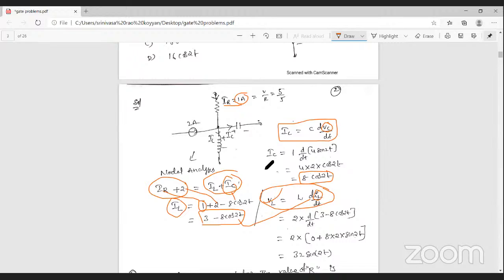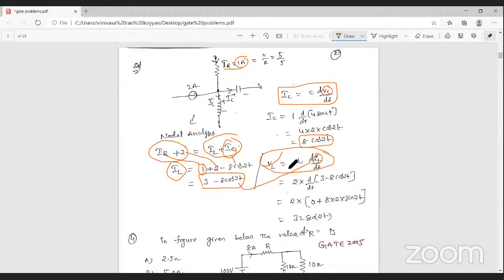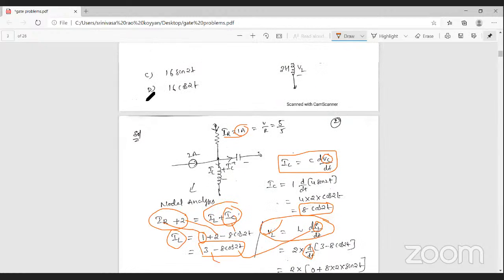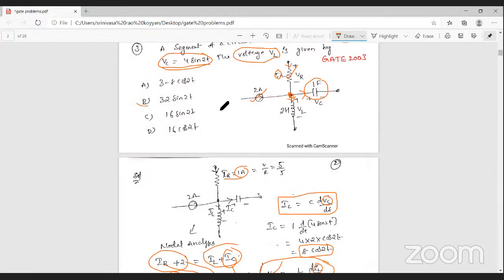Okay, so inductor voltage is equal to L into di by dt. Here the inductor current is 3 minus 8 cos 2t. Substitute here, then apply the derivative of this term, and finally you can get 32 sin 2t. That is the answer, 32 sin 2t. That is option B. Do you understand this problem?